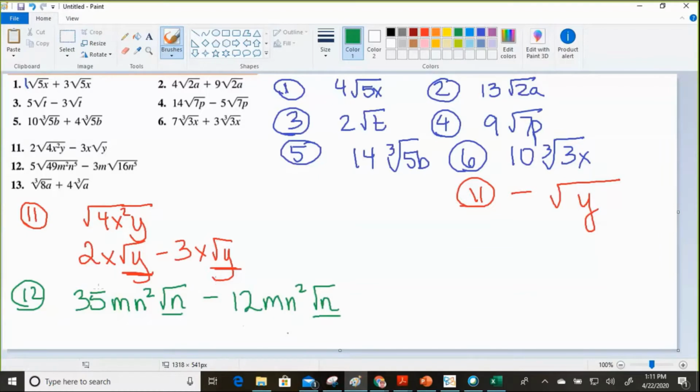Question, you have to remember, can you add like terms? Yes, these are like terms. m n squared is the same. So I'm allowed to do this one. So I do my number 12: 35 minus 12 gives me 23. And that is 23 m n squared times the square root of n.